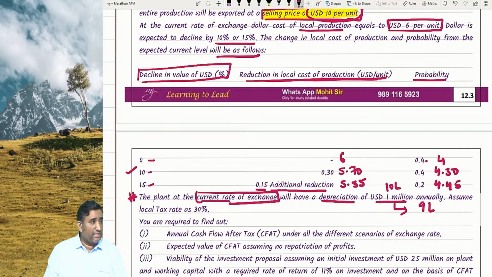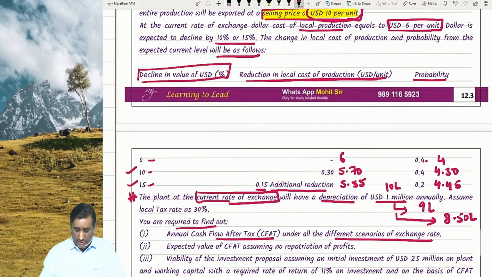Actually, depreciation is on historical cost, so ideally it should not have been changing. I don't know why, but there could have been a possibility that with the reduction in the USD value there was some change in the capex and accordingly the depreciation. So they have assumed a linear decline in the depreciation along with the decline in the value of the USD. So it becomes 9, and when a 15% decline comes, the depreciation would be 8.5. You are required to find out annual CFAT under three different scenarios.